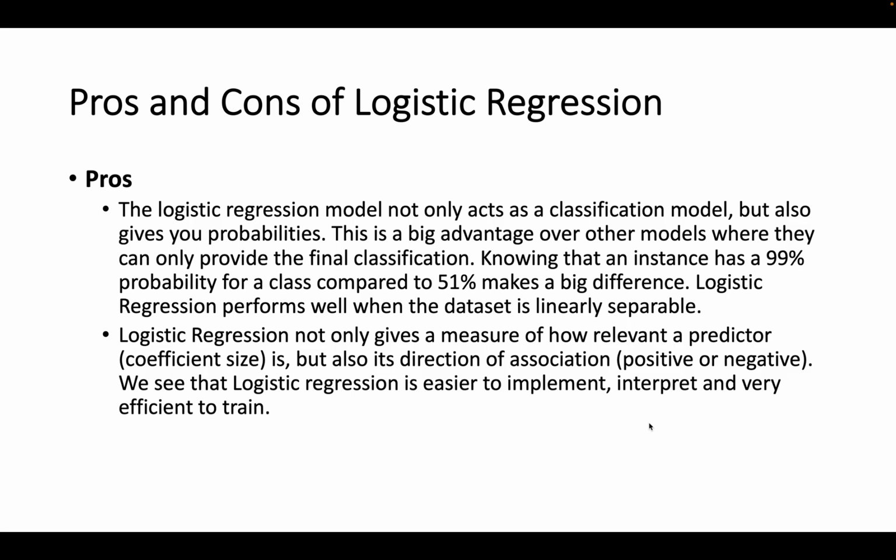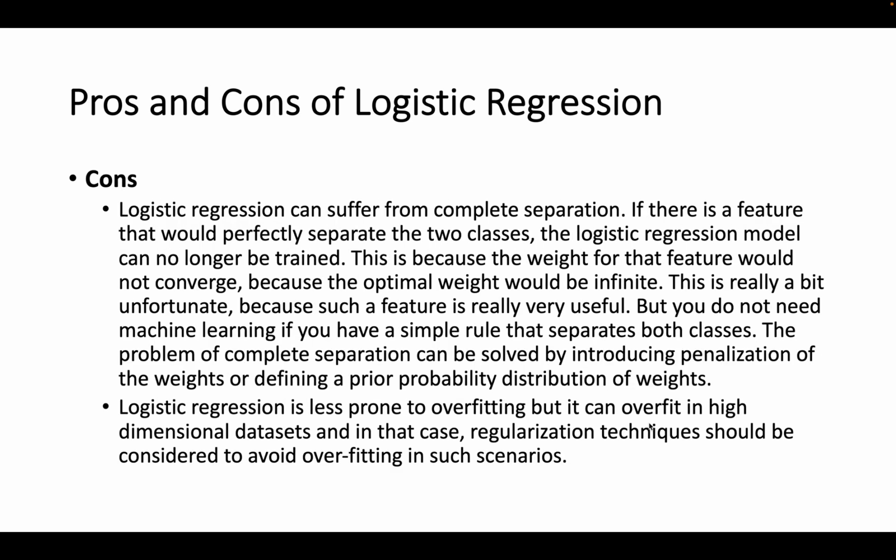Logistic regression not only gives a measure of how relevant a predictor is, that is coefficient sizes, but also its direction of association, positive or negative. So it can not only give the coefficient size, but it can also give us the association. Is it positively associated with something or negatively associated with something? We see that logistic regression is easier to implement, interpret, and very efficient to train. It's an all-rounder. Easy to implement, easy to interpret, very efficient to train.